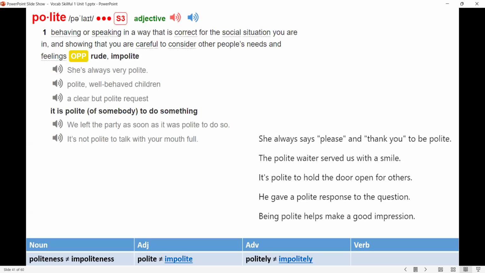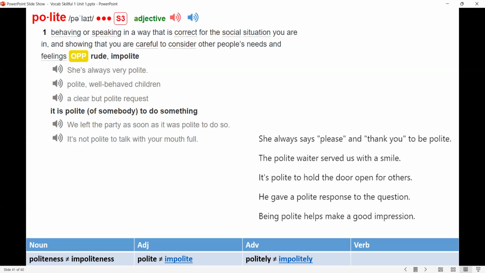Polite. As you remember, polite is a synonym of respectful. So polite means behaving or speaking in a way that is correct for the social situation you're in and showing that you're careful to consider other people's needs and feelings. Opposite of rude, opposite of impolite. It is polite to do something.